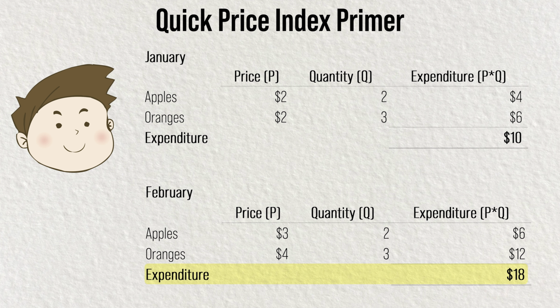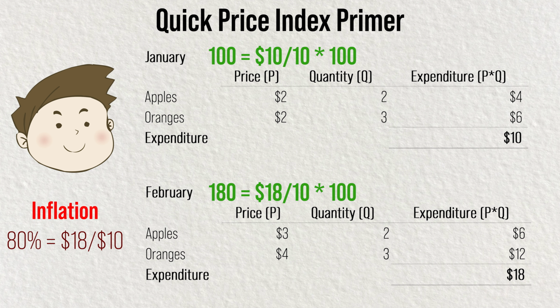If we treat the first month as a base for comparison, the inflation rate is 80%, or $18 divided by $10. You can see it is somewhere between 50% and 100%, but closer to 100% since the consumer spends more on oranges. What's more, we can normalize everything by the first month expenditures and multiply it by 100 to get the price index. The readings will be 100 and 180 in January and February. And that's pretty much the primer on price indices.